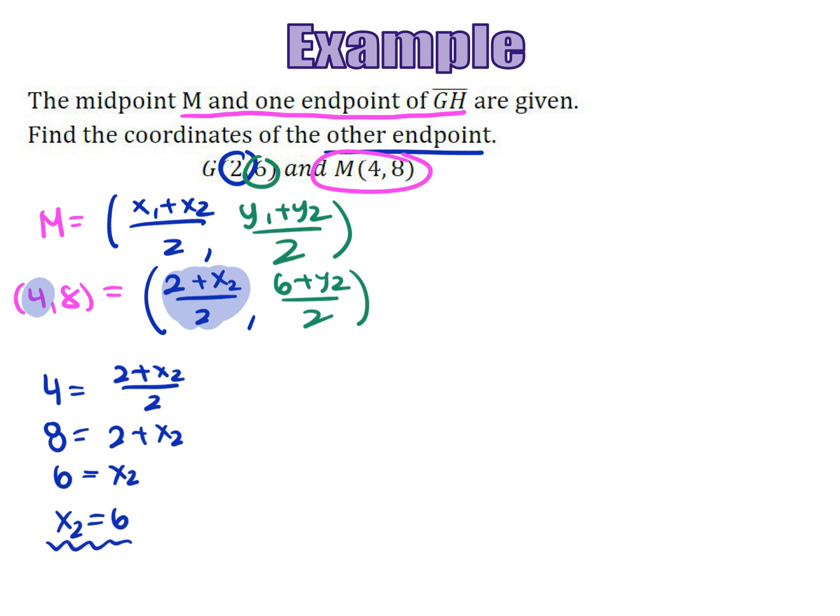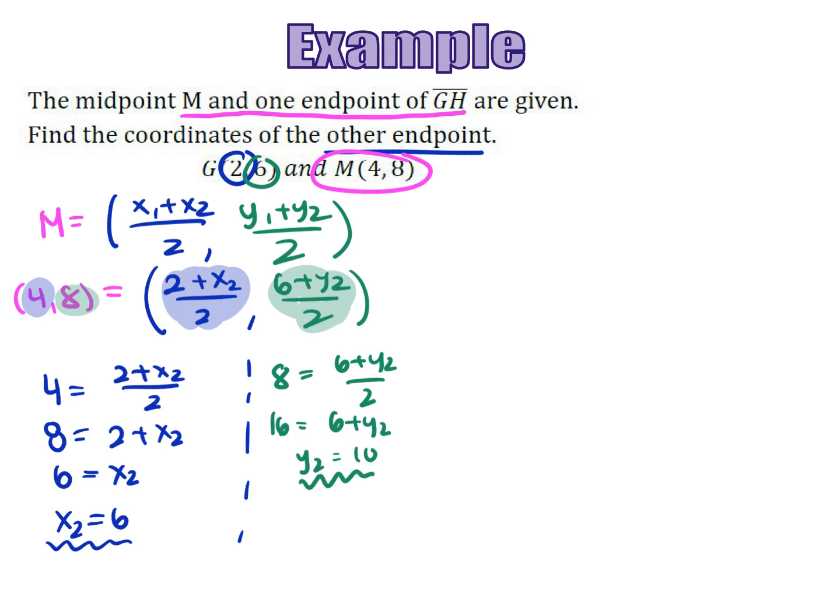So I'm going to just underline this because I know I'm going to need this later. And then I'm going to do the same thing with our y values. And I'm actually going to encourage you to pause the video, set up 8 equals 6 plus y2 over 2, and see if you can solve it on your own, and then unpause the video and see how you did. Hopefully you had time to work through this. We're going to multiply both sides by 2. That's going to give us 16 equals 6 plus y2, which means that y2 is going to be 10 if I subtract 6 on both sides.